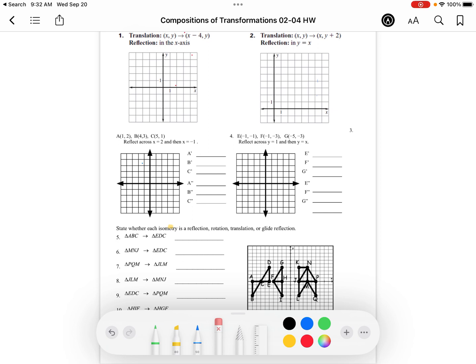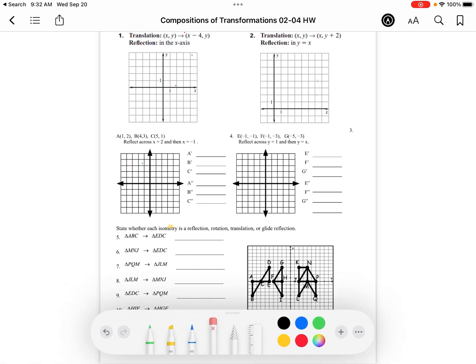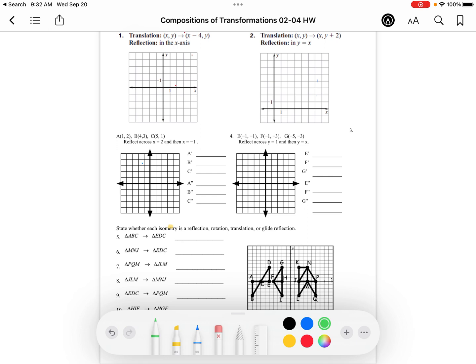This is a composition of transformations. You're going to work with your substitute to figure out. We're going to first draw the original line, which goes 1 to 5 like that. And we're going to label it CD.